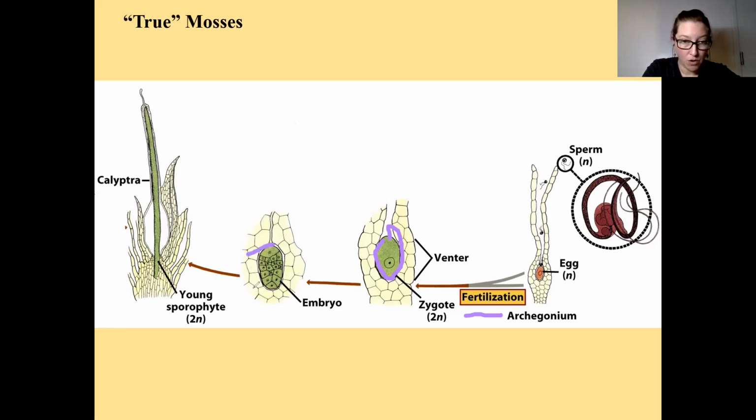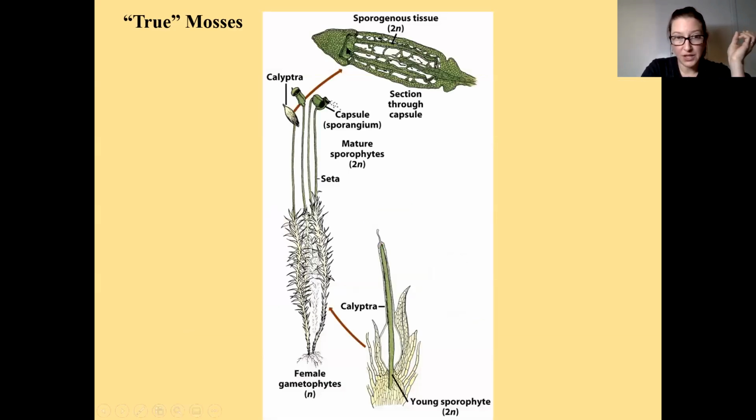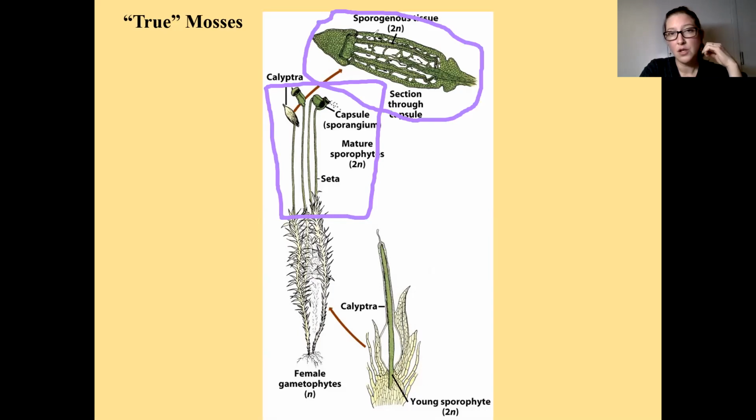2N zygote is going to grow, grow, grow into an embryo, eventually grow, grow, grow into sporophyte plant, which we see emerging out of the gametophyte plant here. And then eventually this sporophyte plant will emerge from the gametophyte plant. Remember, in the mosses, the gametophyte plant is dominant. Sporophyte plant has to be attached to fuzzy gametophyte plant. If we were to do a cross section through a sporangium, which is what this is showing you, you would see the tissues that make the spores.